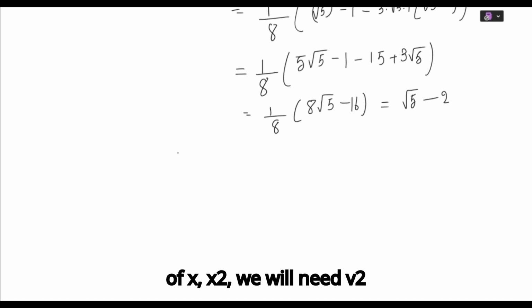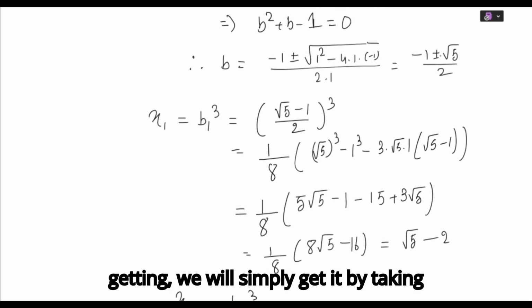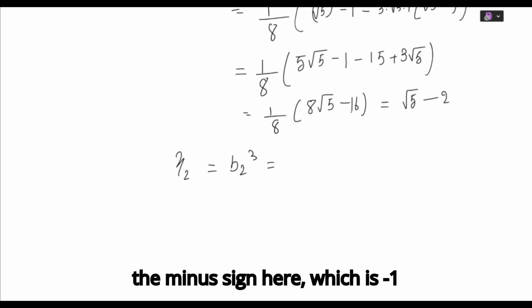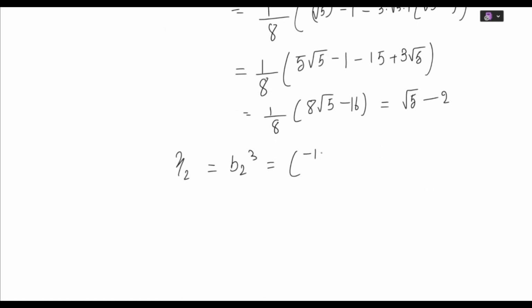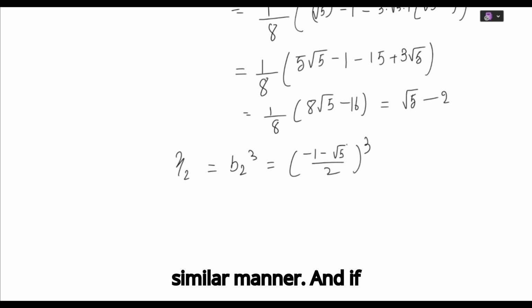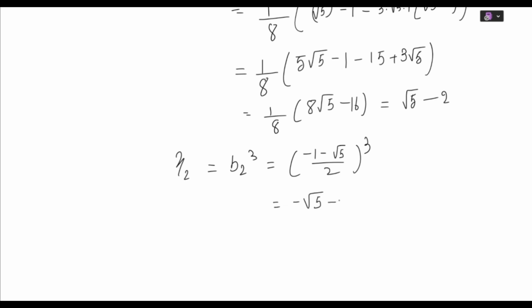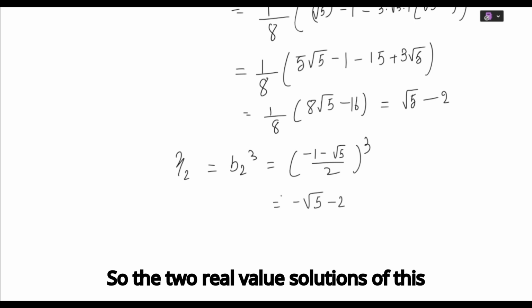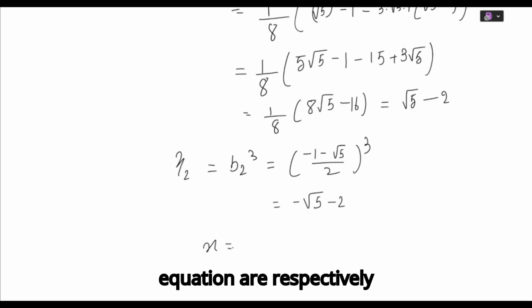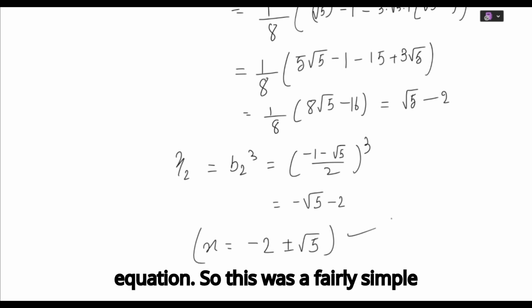For the second value of x, x2, we will need b2 whole cube. And b2 we'll simply get by taking the minus sign here, which is minus 1 minus root 5 by 2. It can be done in a similar manner, and if you finish doing this, you will simply get the answer as minus root 5 minus 2. So the two real solutions of this equation are respectively minus 2 plus minus root 5. These are the two solutions of this equation.